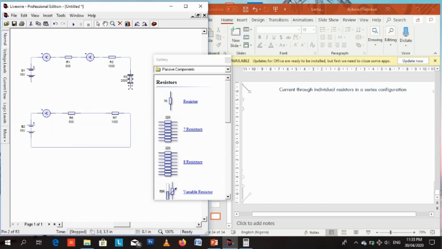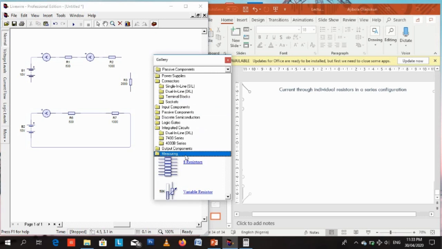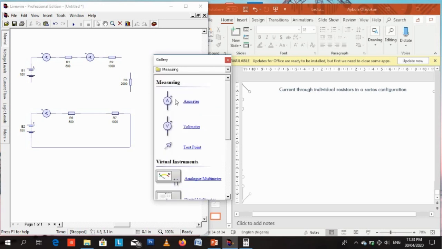Let me shift R3 down a bit. Let me complete the circuit. Click and drag. Click, drag. Click, delete. Let me get one more ammeter, so that each of the 3 resistors will have their own ammeter. So R3 has its own ammeter to measure the current flowing through just R3 alone.